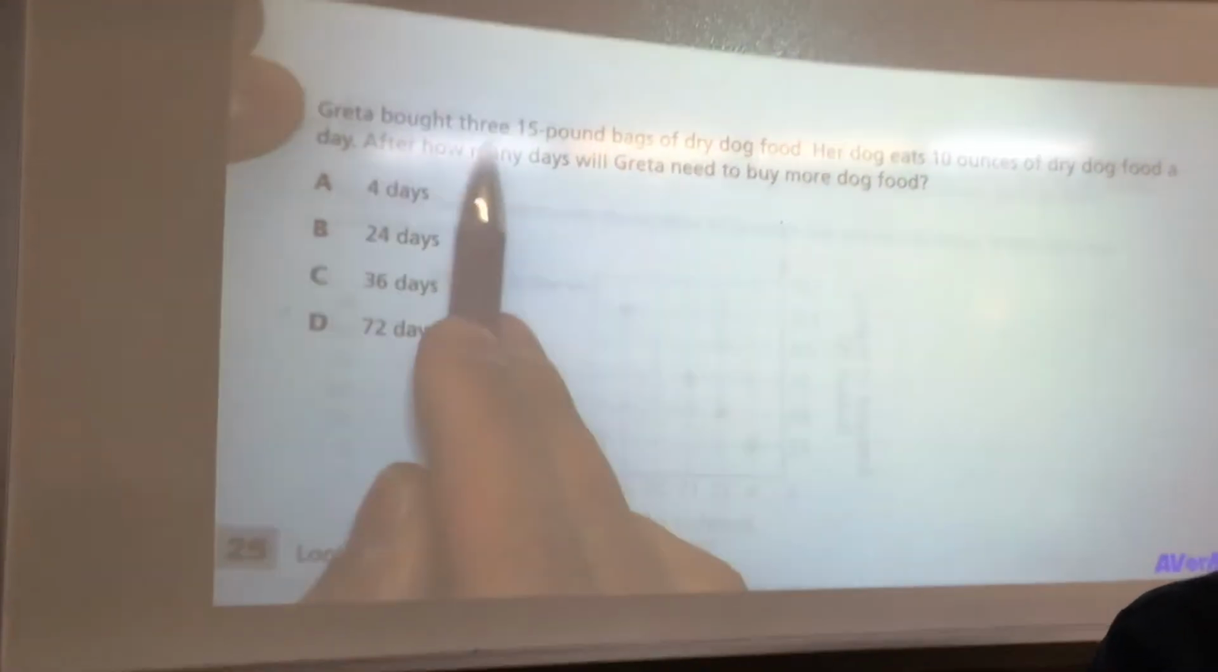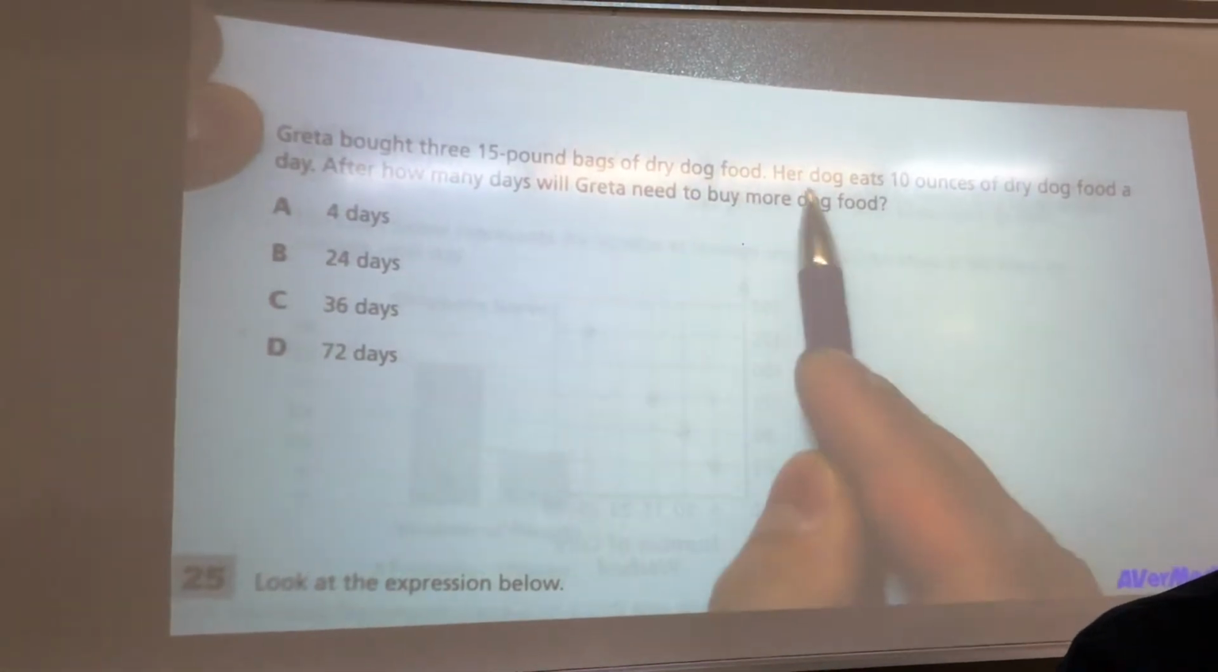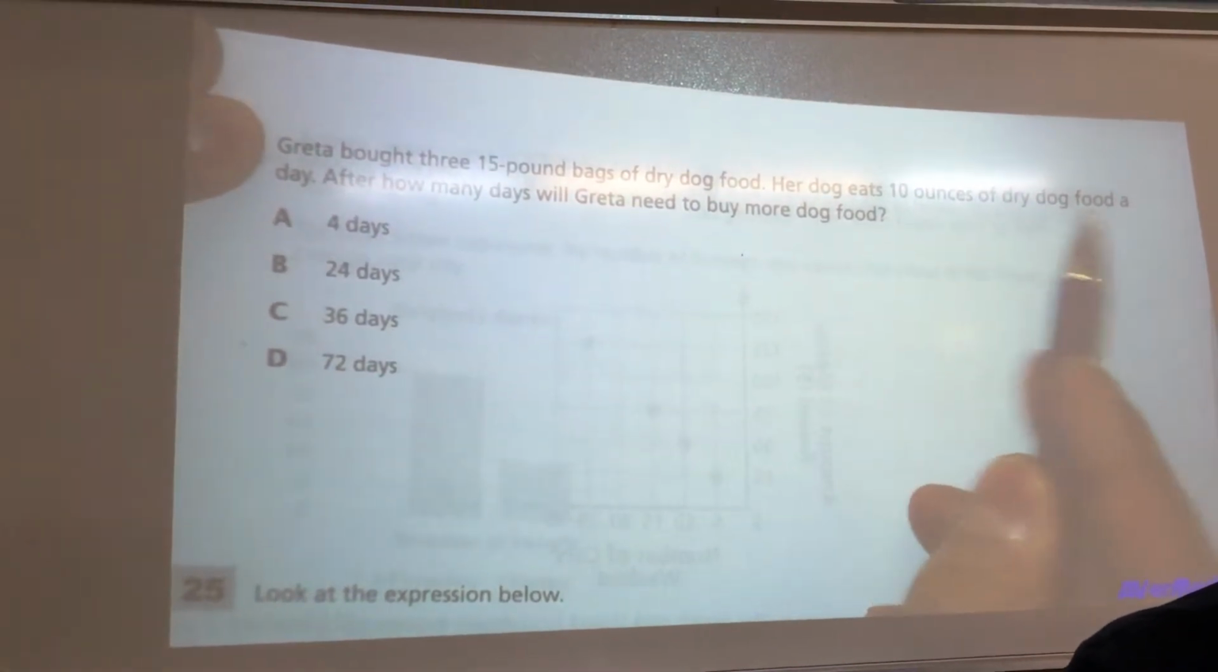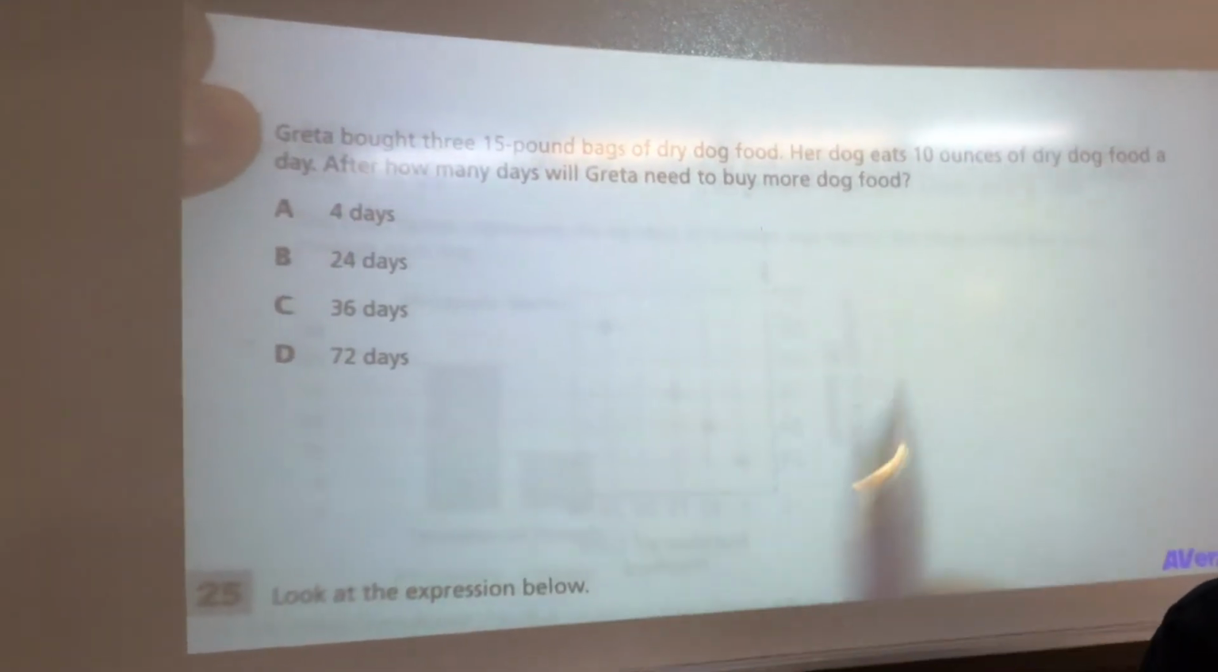Greta bought 3 15-pound bags of dry dog food. Her dog eats 10 ounces of dry dog food a day. After how many days will Greta need to buy more dog food?